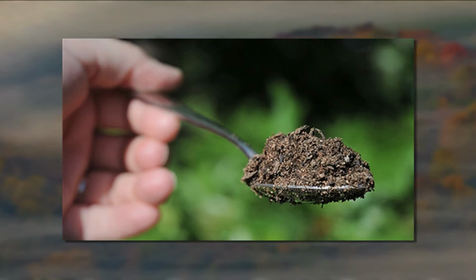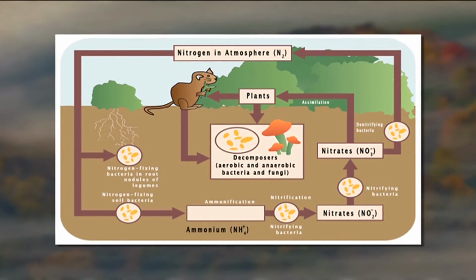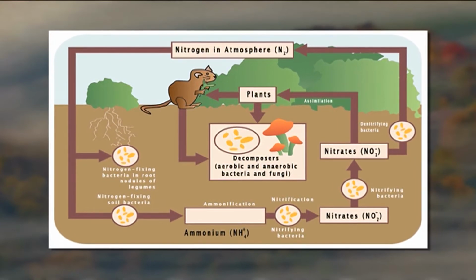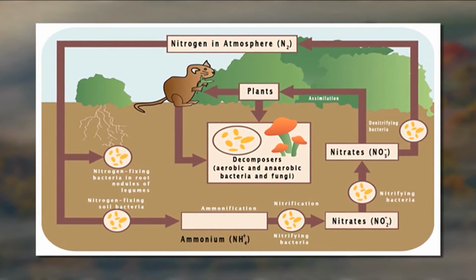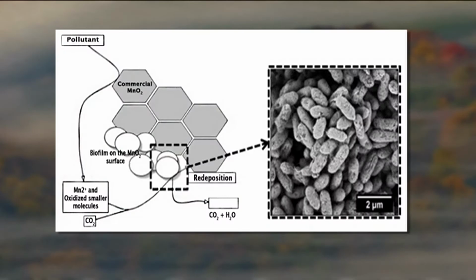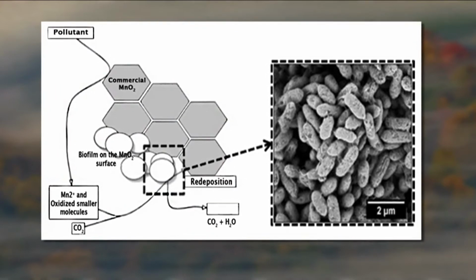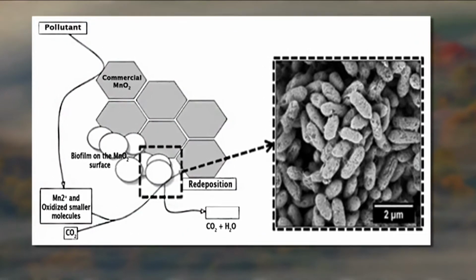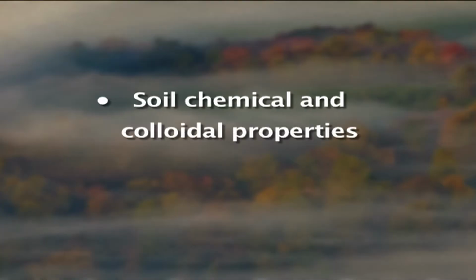Microbes, particularly bacteria, also carry out transformation and fixation of nitrogen, which is an essential plant nutrient obtained through rainwater or from nitrogen gas in the air. Some types of bacteria have the ability to transform pesticides and herbicides into less toxic compounds. Now, next class of edaphic factors is the soil chemical and colloidal properties.